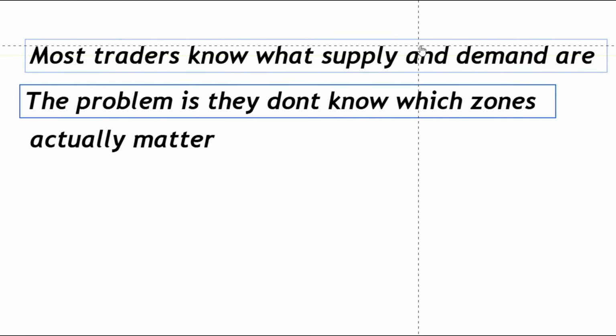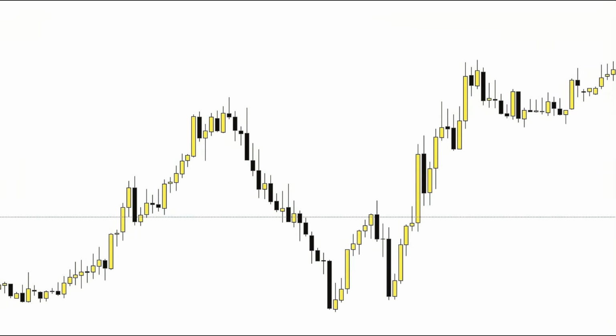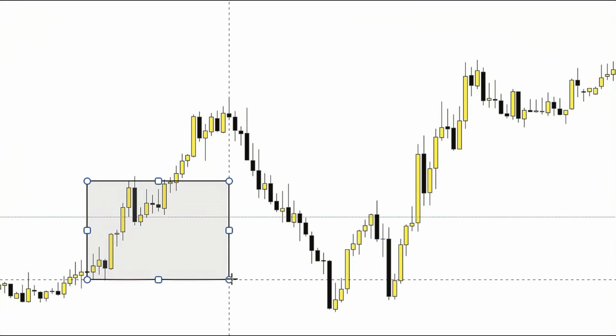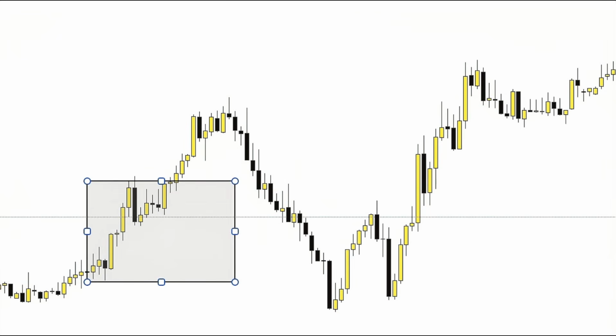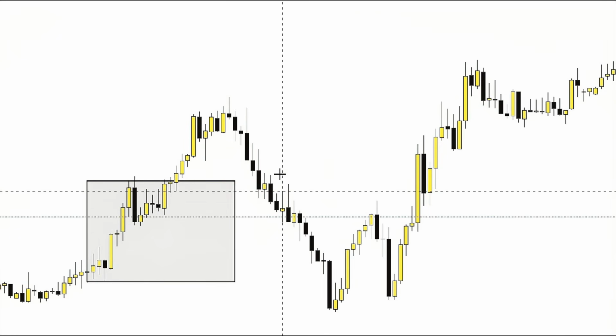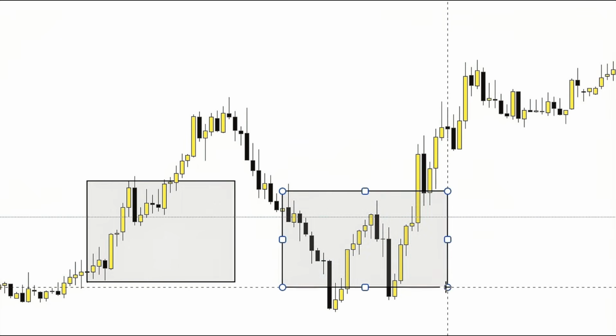Most traders know what supply and demand are. The problem is they don't know which zones actually matter. They draw triangles everywhere, the market pauses, and they wait for price to enter their zone so they can enter a trade. They end up getting stopped out immediately.